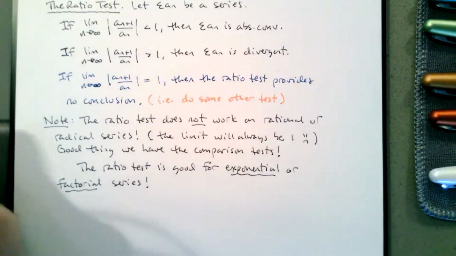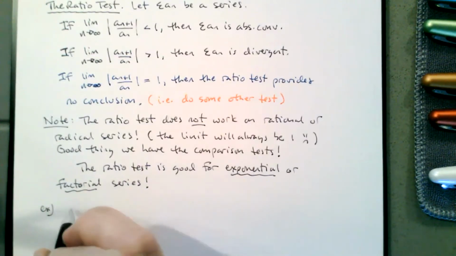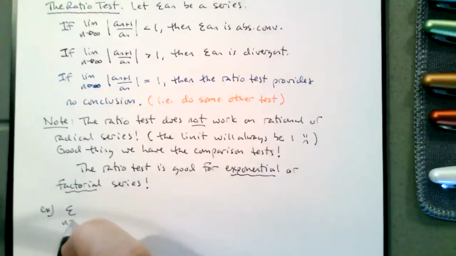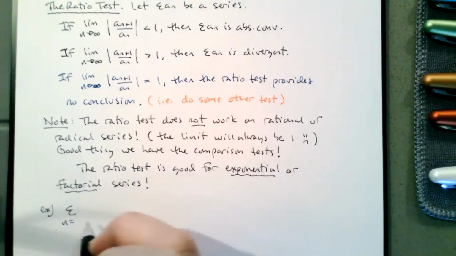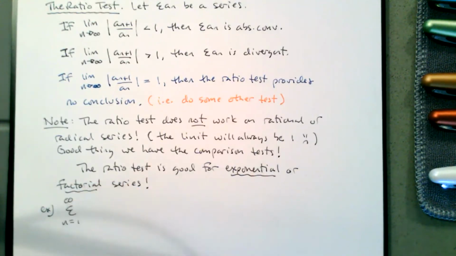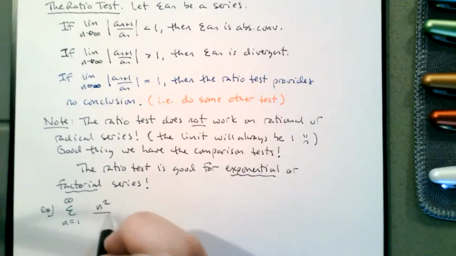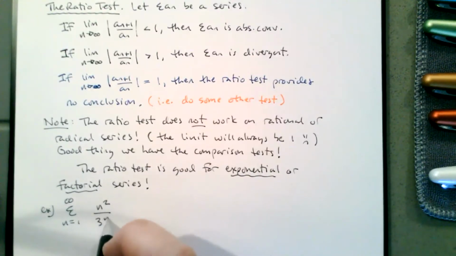So, for example, let's suppose that we have a series as n goes from 1 to infinity of n squared over 3 to the n.